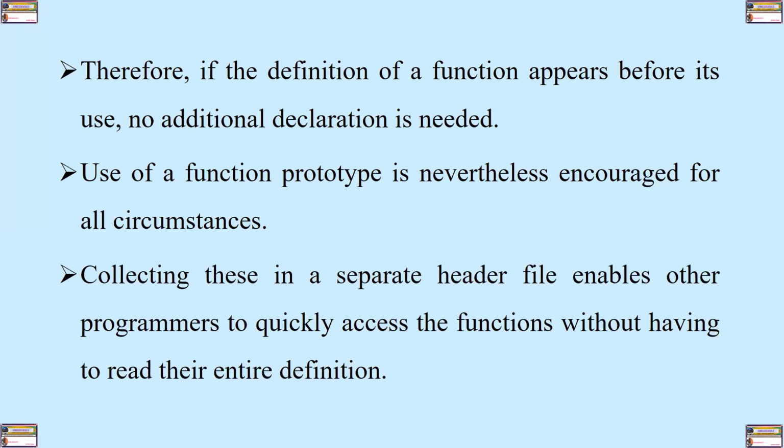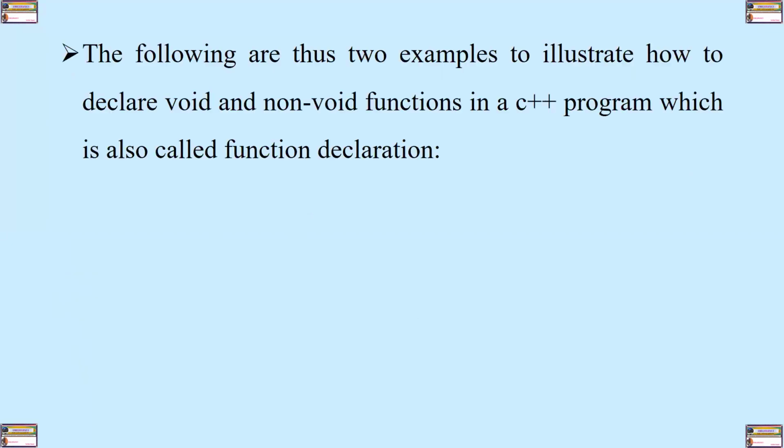Collecting these in a separate header file enables other programmers to quickly access the functions without having to read their entire definition. The following are thus two examples to illustrate how to declare void and non-void functions. That is how to declare void and non-void functions in a C++ program, which is called function declaration.